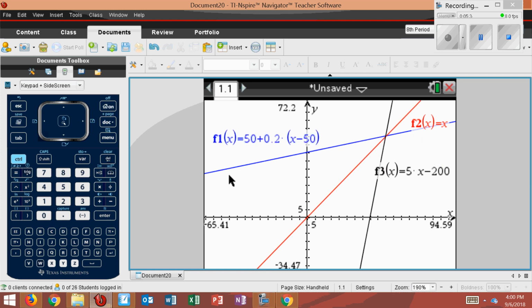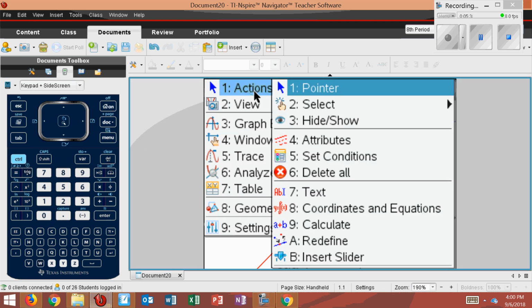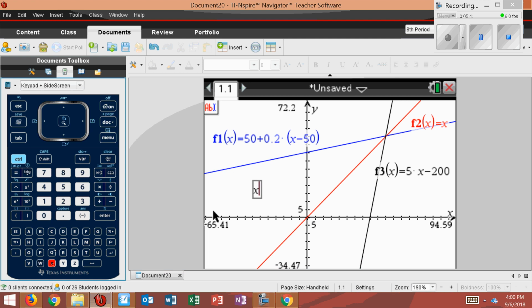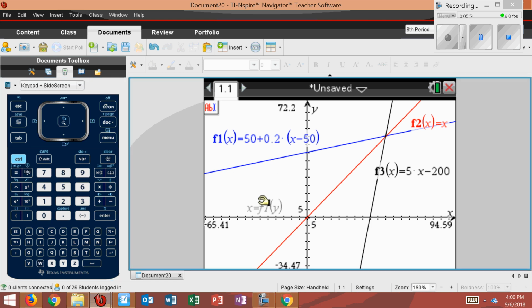There we go. Now I want to say, let's add the inverse and see if the calculator says it's the same. So actions, text. Remember, x equals f inverse of y. Hit enter. I'm going to hope this covers up the black. And it does, so we did do it correctly.